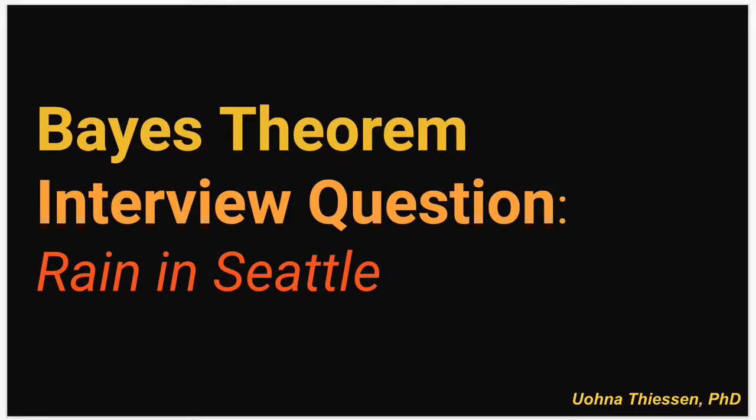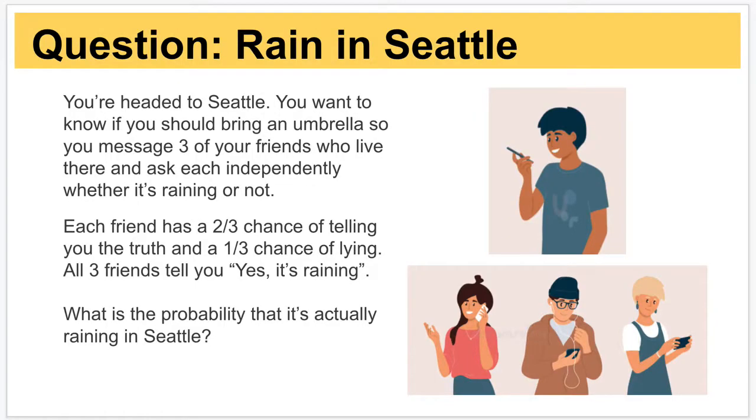Thiessen, and I'm using this video to answer the famous probability question that is asked during the interview for a data science position. So here's the scenario. You're headed to Seattle and you want to know if you should bring an umbrella. So you message 3 of your friends who live there and ask each independently whether it is raining or not.